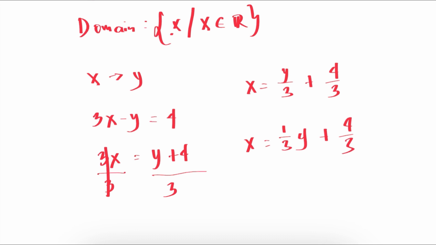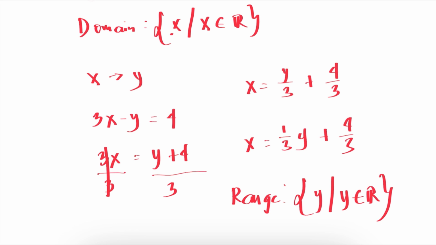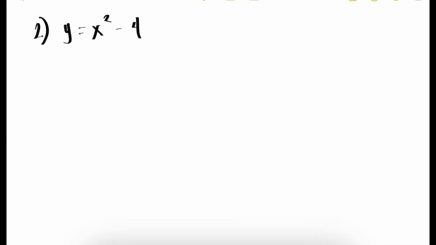Again, take note that the given function is a polynomial without restriction. Okay? So therefore, the range of the function is all values of y such that y is an element of all real numbers. Second equation. The equation is y is equal to x squared minus 4. The equation is already expressed for y in terms of x, right?